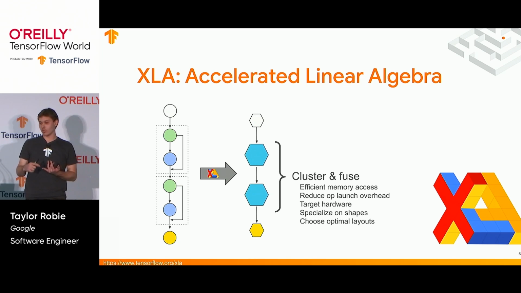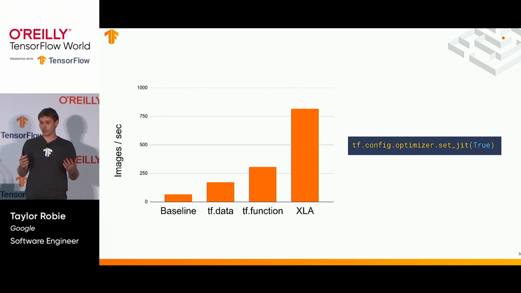So it does things like use efficient hardware-specific vector instructions, specialize on shapes, and choose layouts so that the hardware is able to have very efficient access patterns. And it's quite straightforward to enable. You simply use this tf.config optimizer set JIT flag, and this will cause every tf function that runs to attempt to compile and run with XLA. And you can see that in our example, it's a very stark improvement. It's about a 2.5x improvement in throughput.